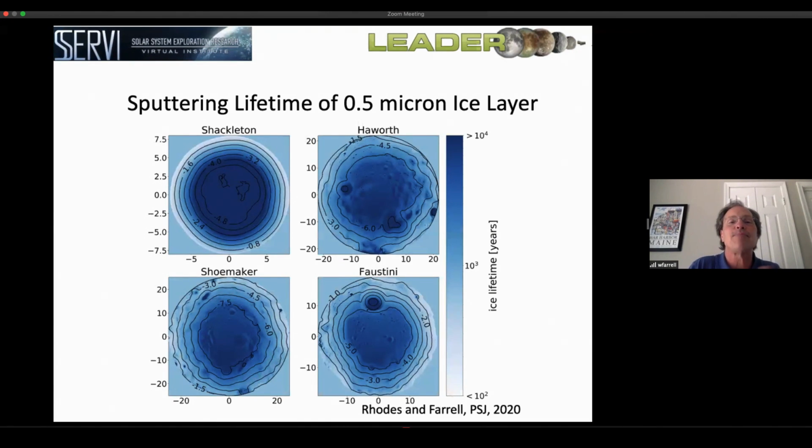You can also look at things at Sputtering Lifetime for a 0.5 micron ice layer. And he found that on the walls of the craters, it's relatively short, like 100 years, but in the floor of the craters, because of the reduced ion flux, can be closer to 10,000 years. But notice we're not saying a billion years. In other words, even if you, by sublimation processes, can keep that ice on the surface for a billion years, sputtering and plasma inflow really will limit the amount of time that ice will stay surface exposed to tens of thousands of years, sort of thing.